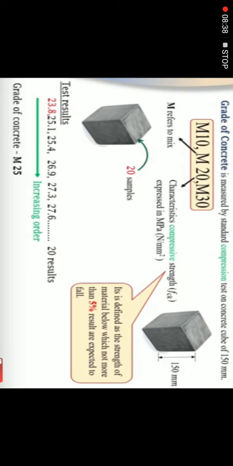Then let's see the grade of concrete. Various grades are available: M10, M20, M30, M40, like this. Here M indicates mix. 10, 20, 30 are the characteristic compressive strength, which denotes fck, expressed in Newton per mm square.